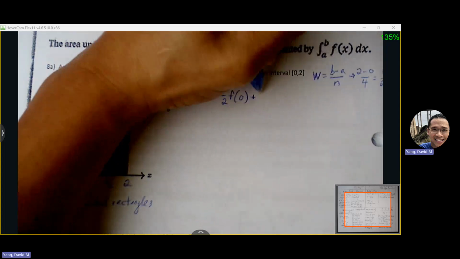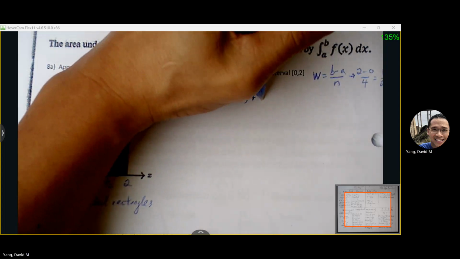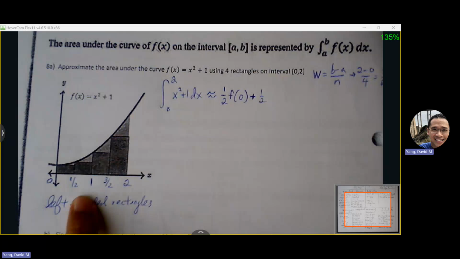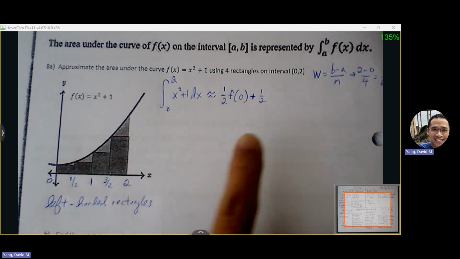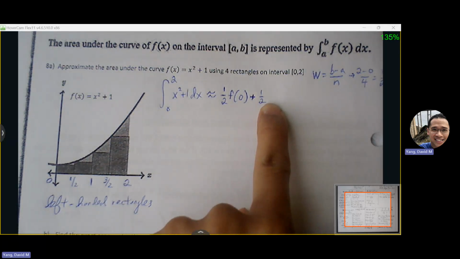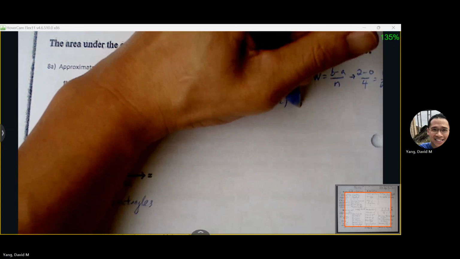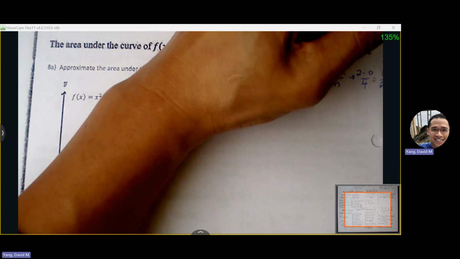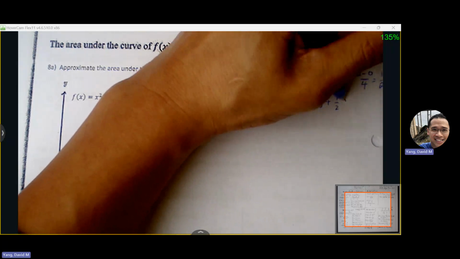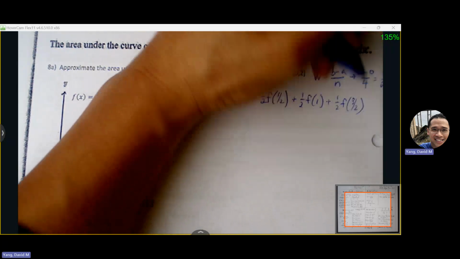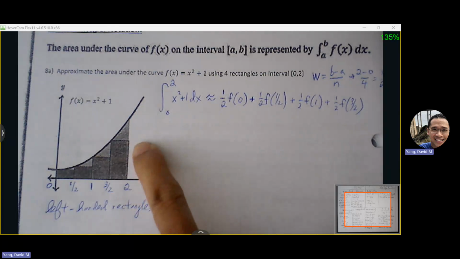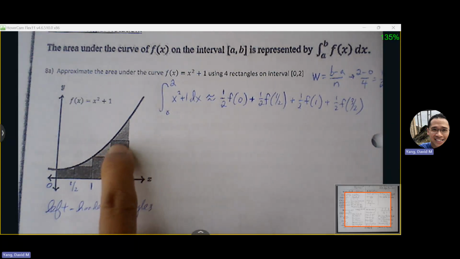Plus 1/2, okay. What's the height representation of my second rectangle? Good, f of 1/2, right? If I plug 1/2 into the function, that will give me the height, whatever that height is. Go down the line, f of 1, and then f of 3/2. We don't go to 2 because we're not using the right endpoint, right? We're using the left endpoint.